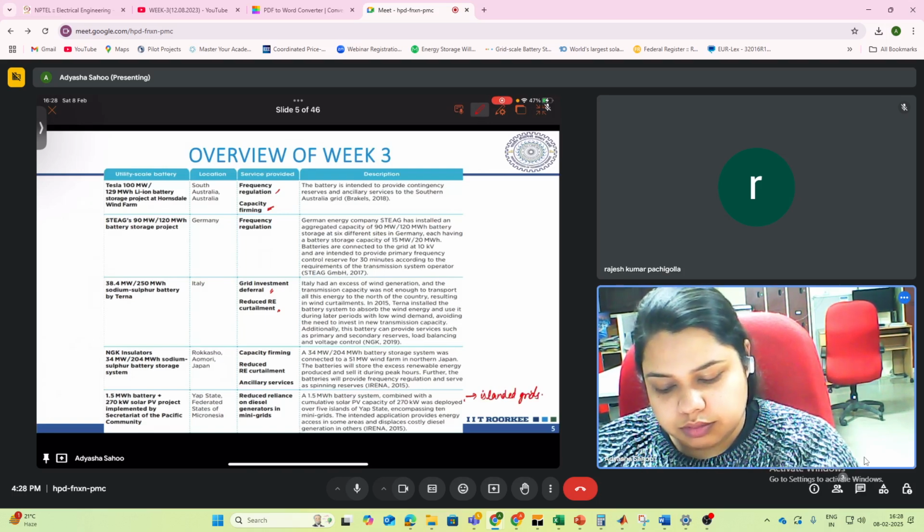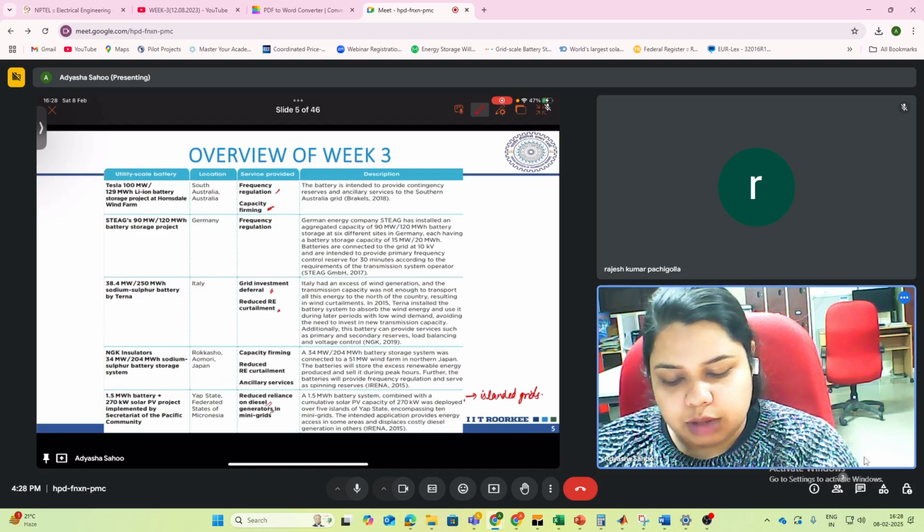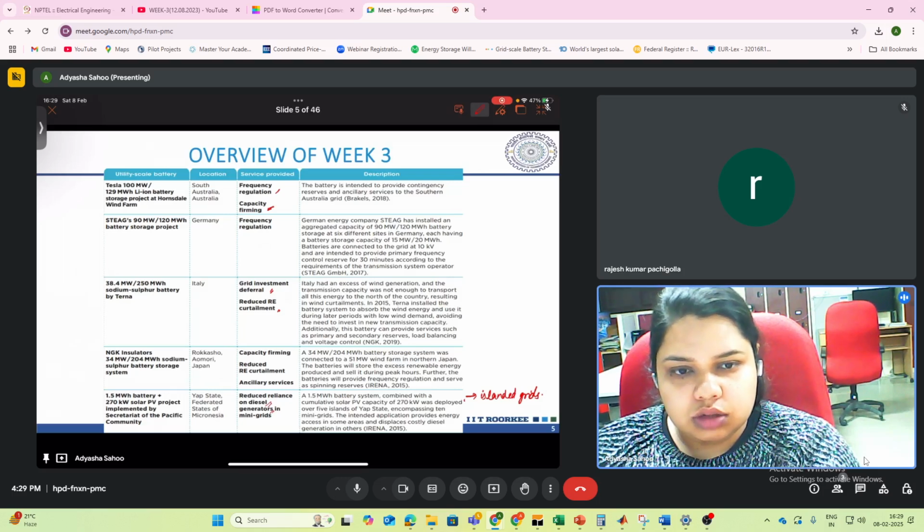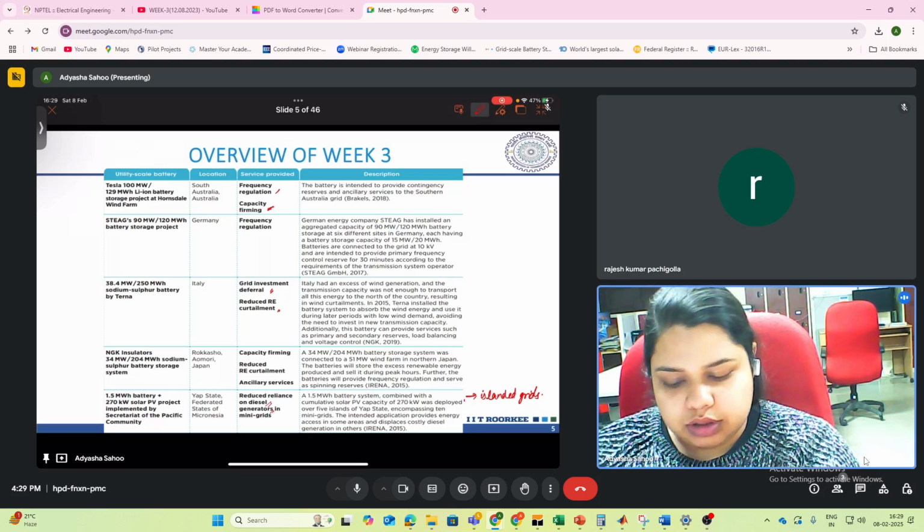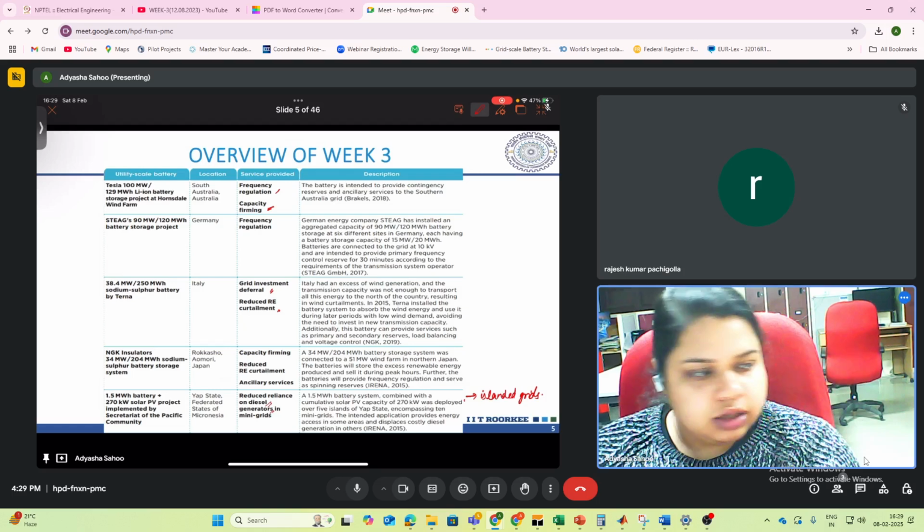Because whenever you don't have renewables, what used to happen earlier in these mini grids is we used diesel generators to supply the load. But now what we can do is store the excess power that is with us and then discharge whenever the renewables are absent instead of using diesel generators. And hence, in this way, the dependency on these diesel generators will be decreased.